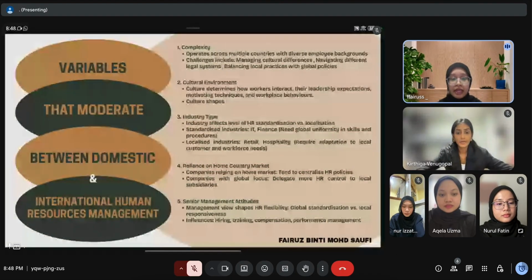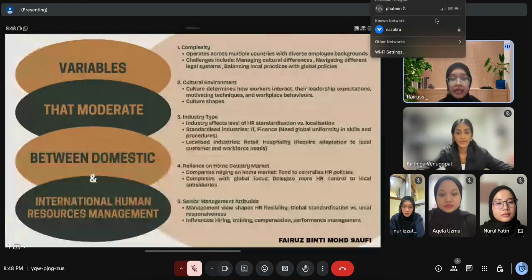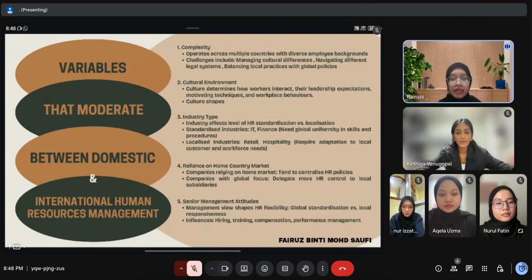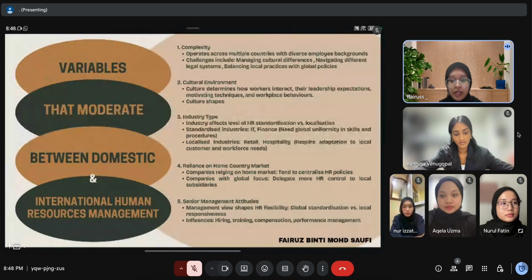The third one is industry type, where different industries require varying levels of HR standardization or localization, which means that some industries require standard HR practices across countries, while others must adapt to local context. The same goes for the cultural environment.